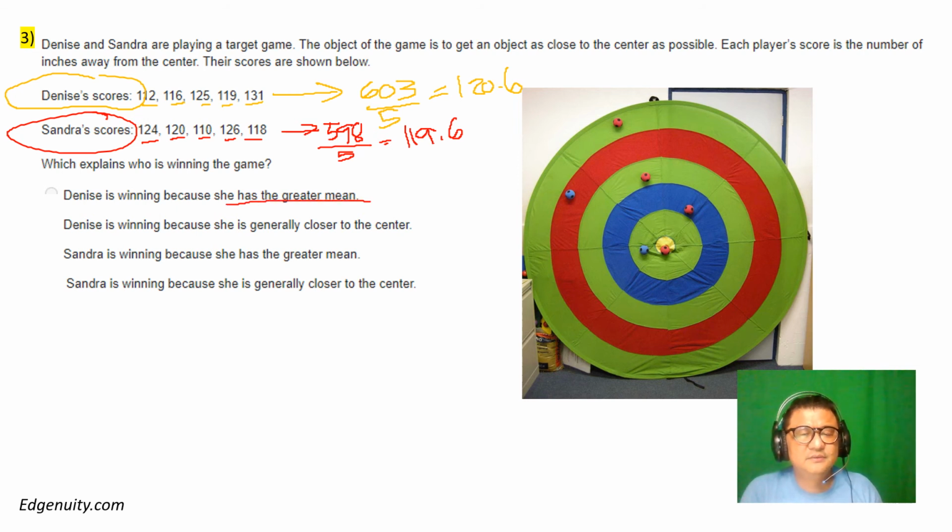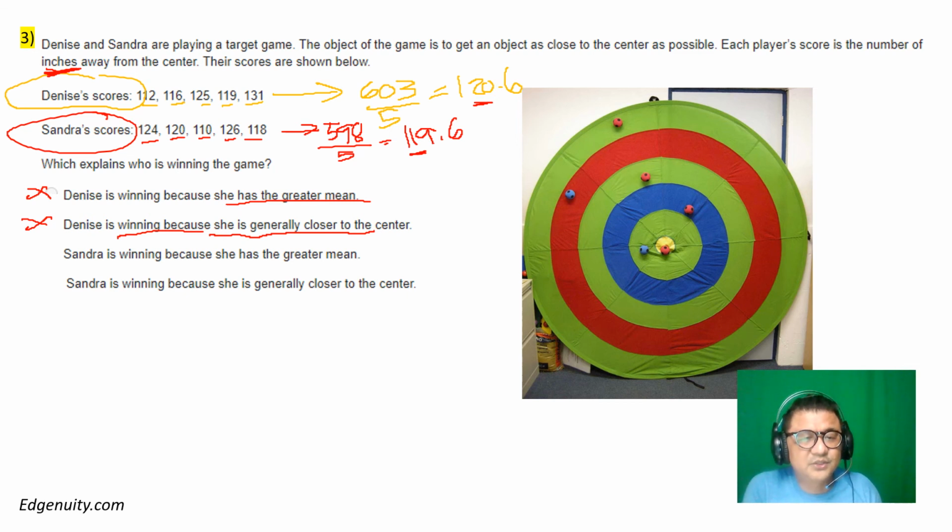Okay? Remember, the closer you are, that's what you want. So, the smaller your number is, the nearer you are to the center. That's what we need. So, this cannot be right. Denise is winning because she is generally closer to the center. 120 is far away from the center. All right? Okay, it is based on inches. They're counting the inches away. So you're farther away from the center. That can't be the answer.